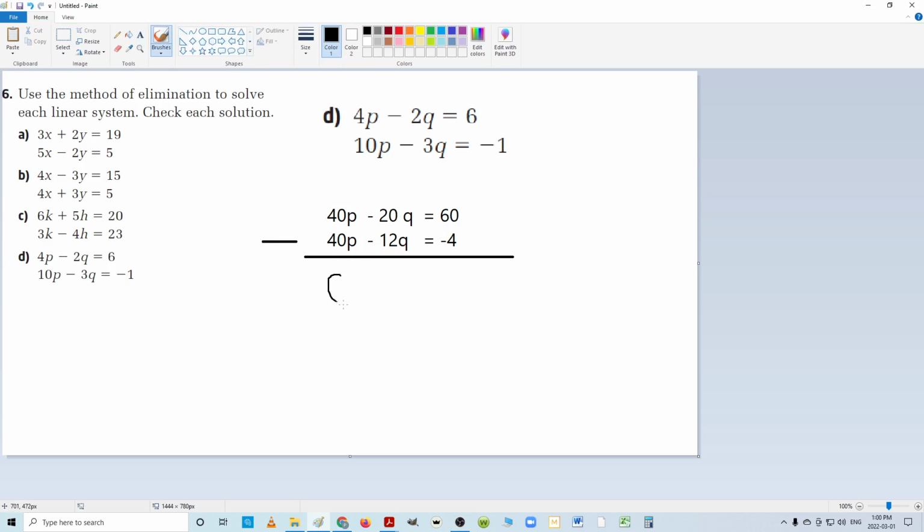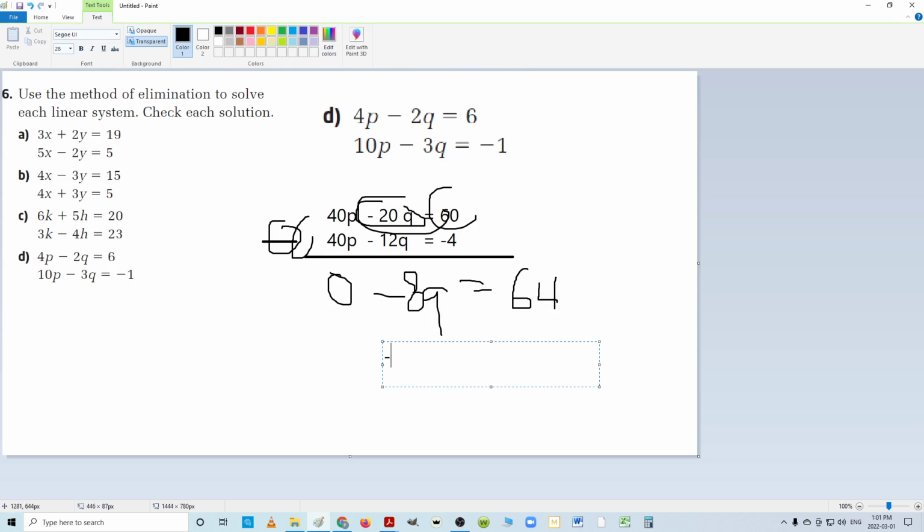I get 40p minus 40p. Minus 20q minus 12q is minus 20q plus 12q, which is minus 8q. So minus 8q is equal to 60 minus 4, which is 60 plus 4, 64. So I have minus 8q is equal to 64. Divide both sides by minus 8, and I get q equals minus 8.